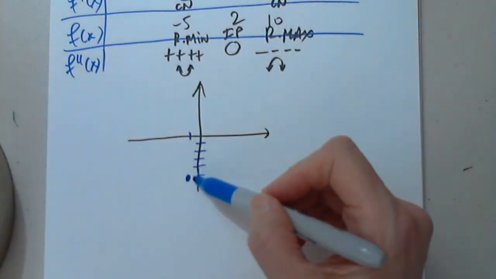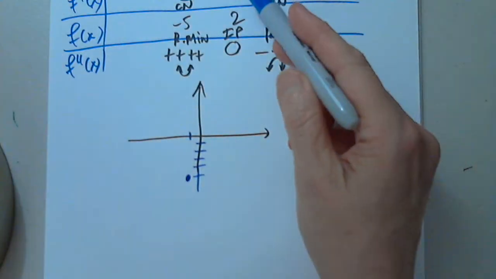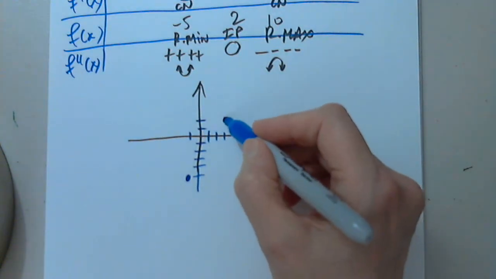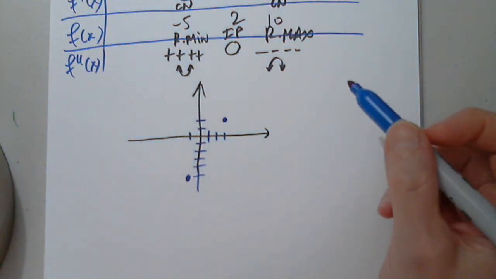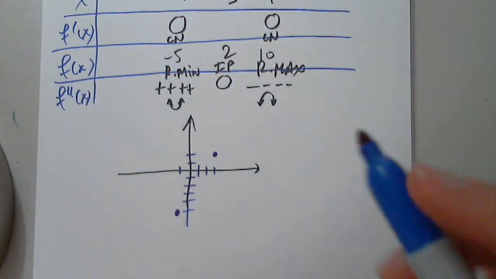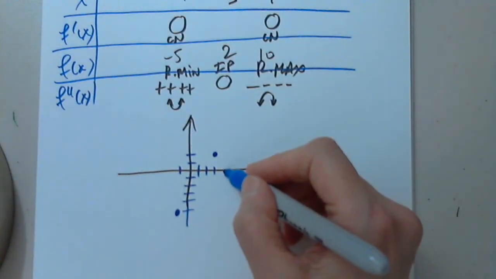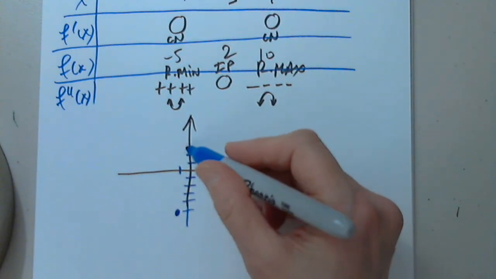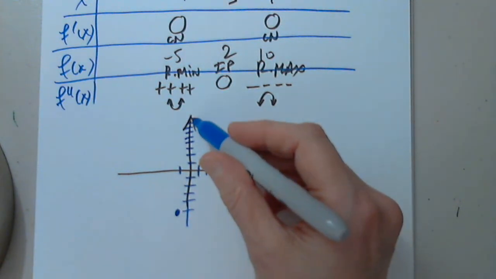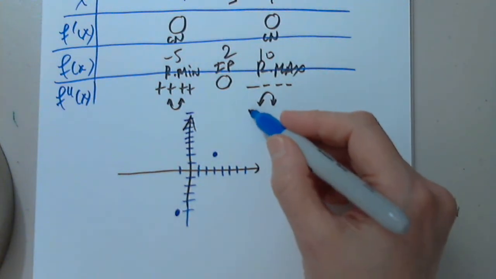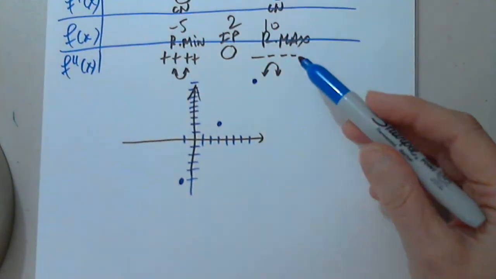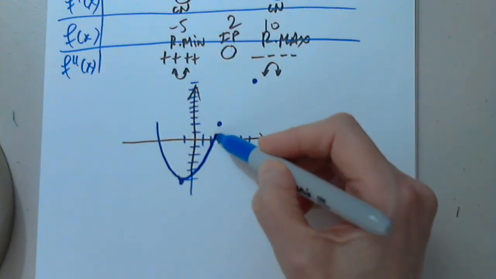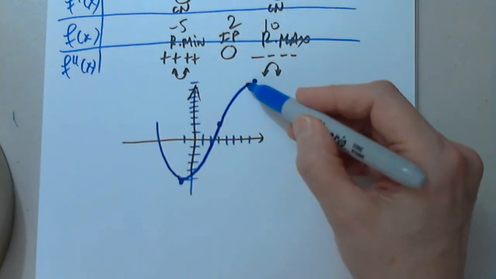And that's a relative minimum. At (3, 2), the function has an inflection point. And at the next point, that is a relative max. So here's my graph, with the inflection point and the relative max.